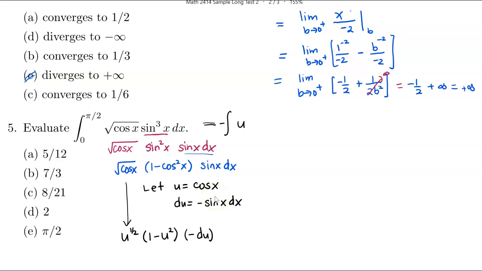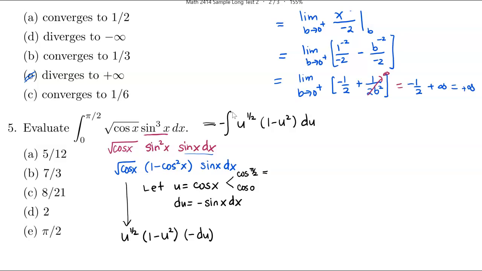Negative u to the 1/2, 1 minus u squared du. And then you change the limits of integration. Now, how do you do that? All you need to do is, coming from your u here, plug in these values of x. So you will have cosine 0 at the bottom, and then cosine of pi over 2 as your upper limit of integration. Then you evaluate that.